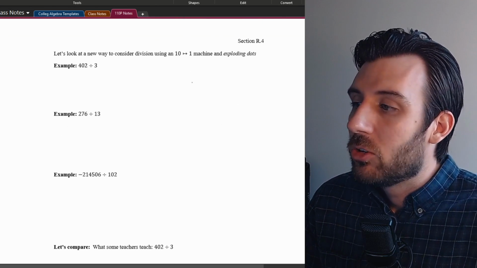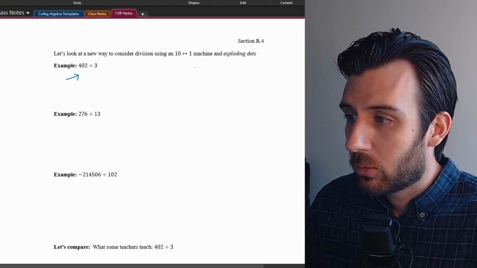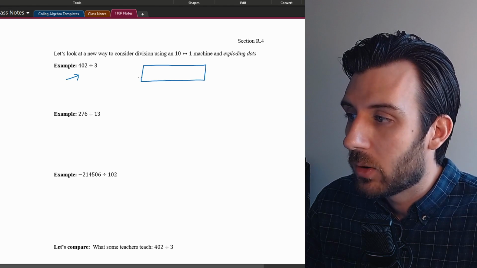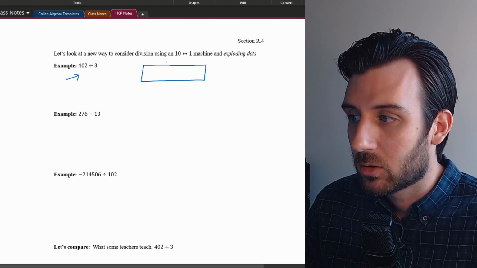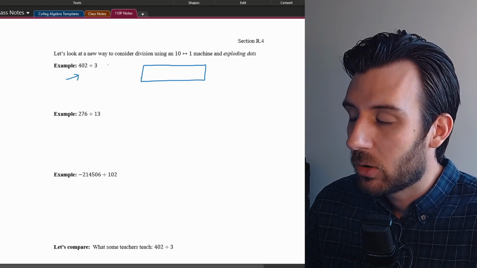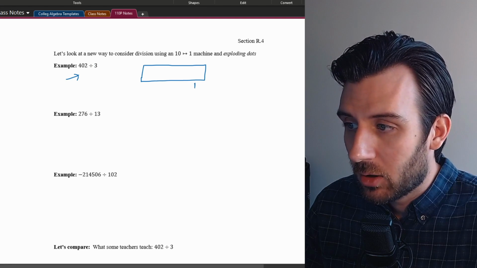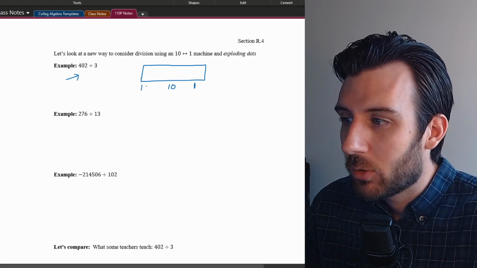Let's take a look at how we would do division with some of these different numbers. 402, and let's say I'm dividing it into 3. So I'm going to make my 10-1 machine, because when I read 402, where we're talking about how humans communicate nowadays, in our base 10 system, that means I have a 1's place, a 10's place, and a 100's place.